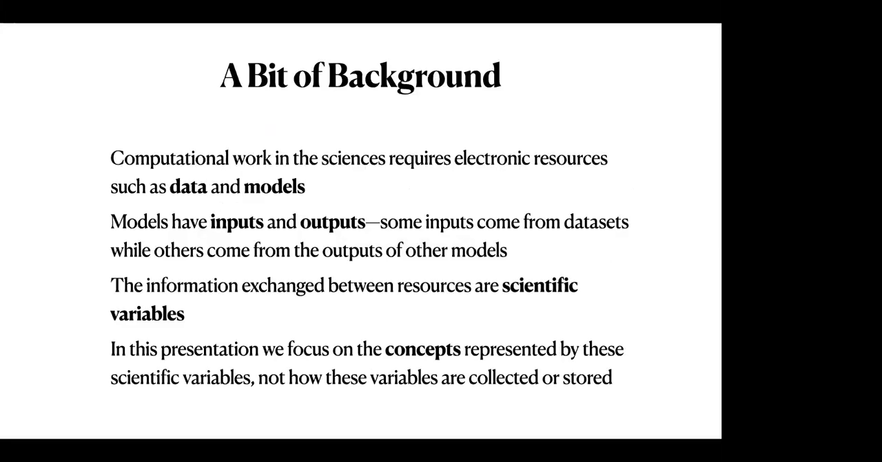So let's get started. So a little bit of background. If you're affiliated with CSDMS, it's very likely that you do computational work in the sciences, and you're familiar with the fact that computational work in the sciences requires electronic resources such as data and models. And models have inputs and outputs. And some of those inputs can come from data sets, while others may come directly from the outputs of other models. And this information that is exchanged between these resources that we're interested in are the scientific variables.